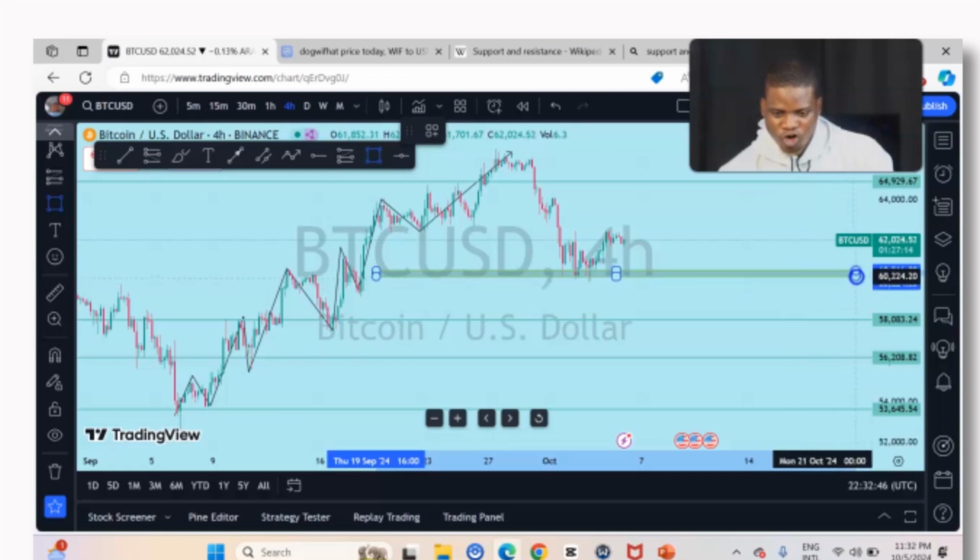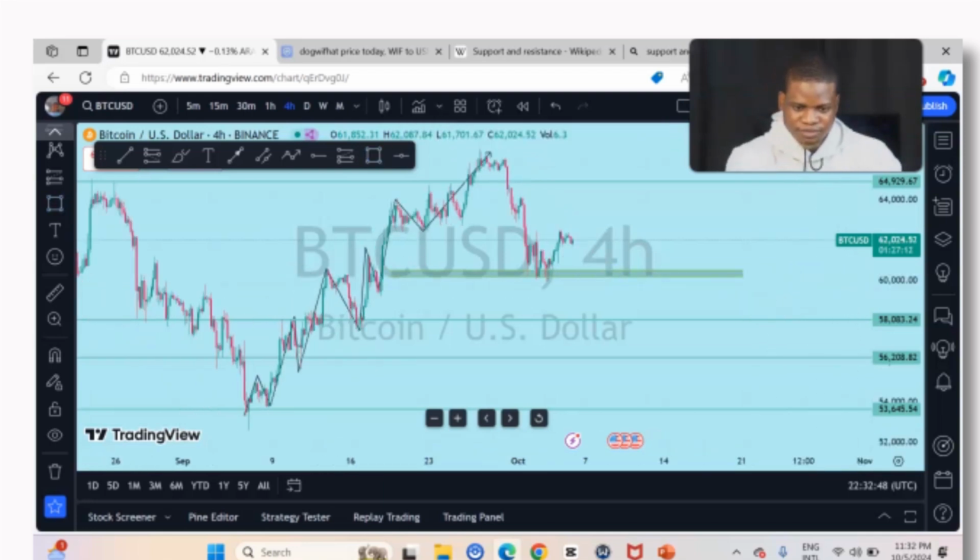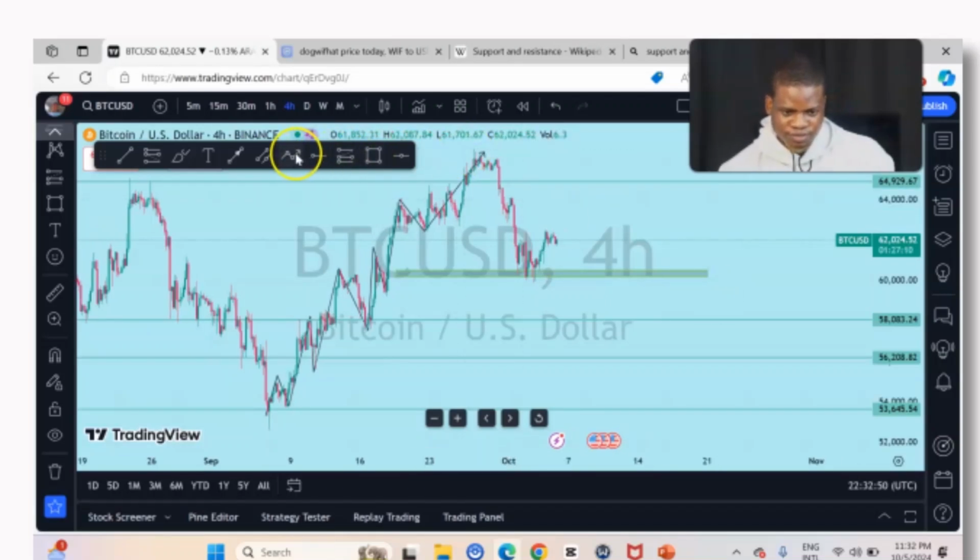So anytime price comes back to this area and does something like this, look for opportunity to buy so that the price can go up. But the fact that I say you look for opportunity to buy doesn't mean you buy immediately. That is where your candlestick come in. So now, when you get here, you look for candlestick.